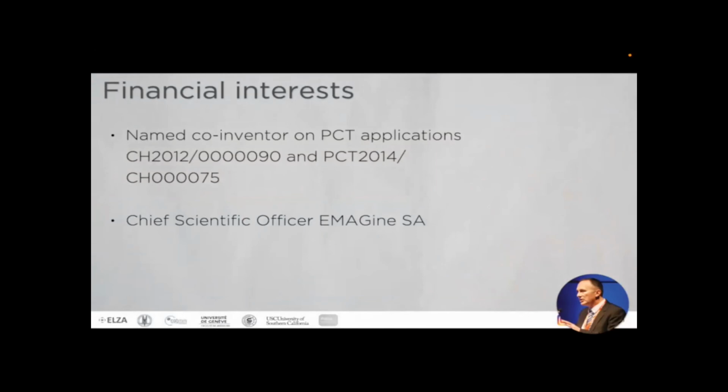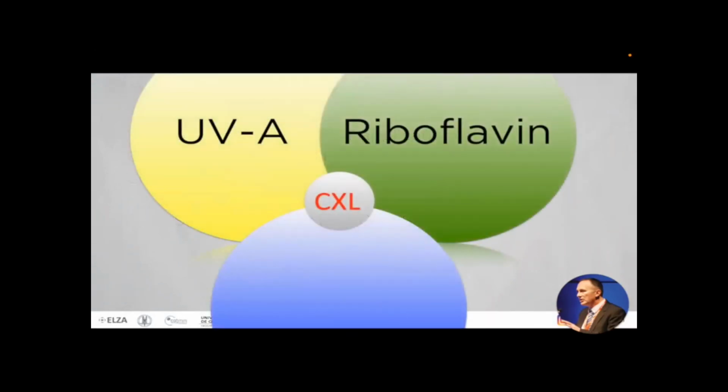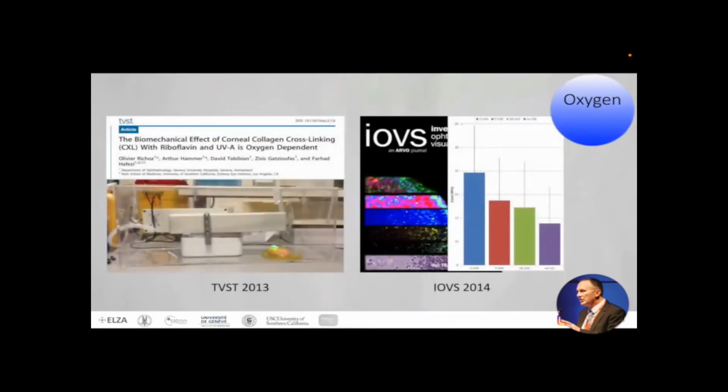Now, if you think about the cross-linking procedure, then we know that you need light, you need riboflavin, and you need oxygen. The fact that oxygen is needed is known since 2013. It was my group that published a paper doing a very simple and, I think, elegant experiment. We performed cross-linking under a hood, a plexiglass hood with a helium atmosphere, no oxygen, and then we had no increase in stiffness. So 100% dependency on oxygen.